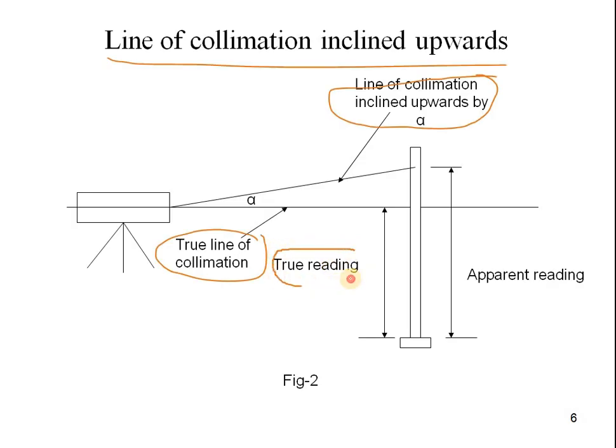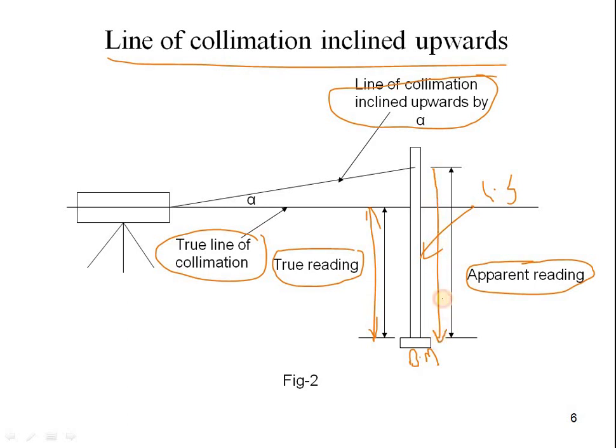So we can see here, from the center of the line, this one is known as the true reading of the staff at the benchmark. This is known as the benchmark, and this is the leveling staff, say it as LS, and this is the apparent reading. The apparent reading is taken at an angle to the bottom of the benchmark. So this is the apparent reading and the true reading.